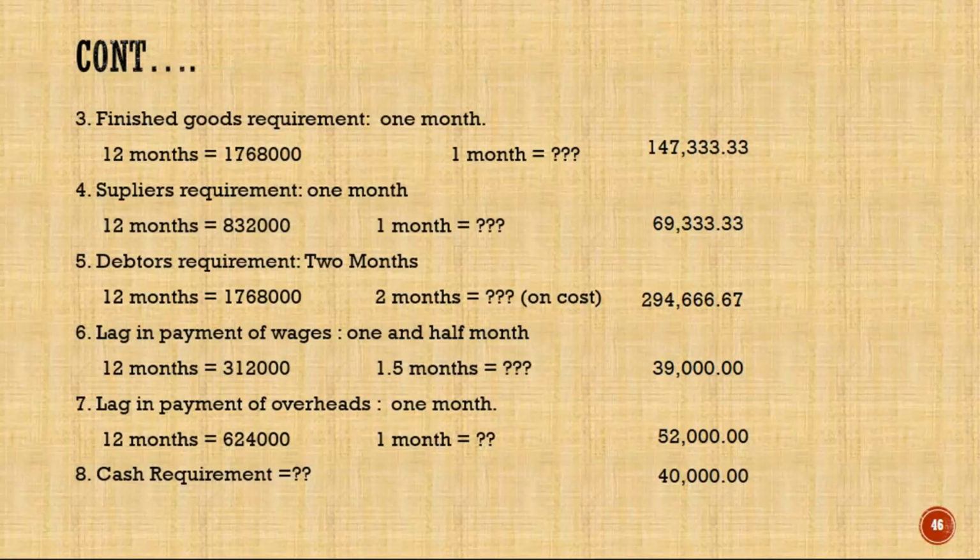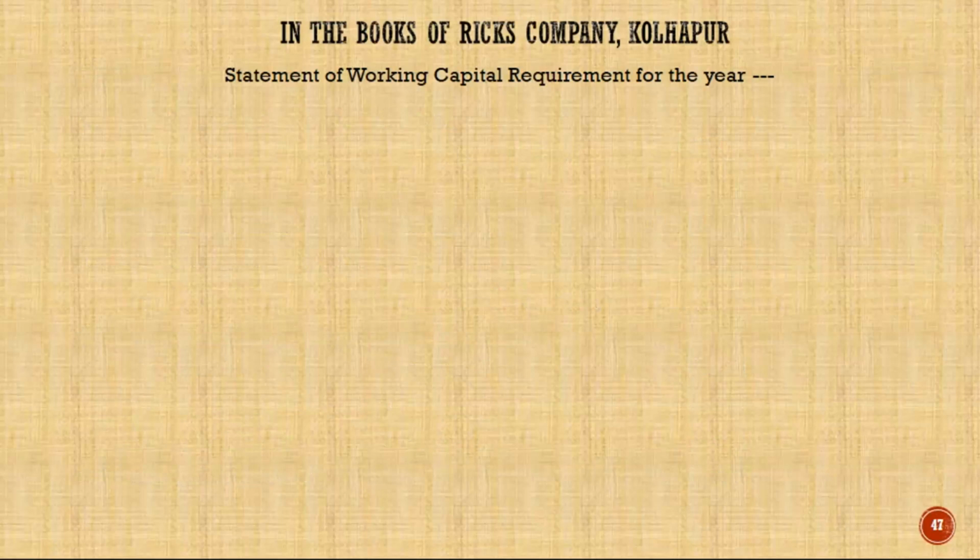So now we have everything with us. Now we need to prepare a statement of computation of working capital requirement. So let us move to the statement in the books of Sixth Company, Kolhapur. Statement of working capital requirement for the year. They have not given us the year for which we are expected to calculate this working capital requirement. It doesn't matter, we will keep it as it is, and then present all the information in a proper format.